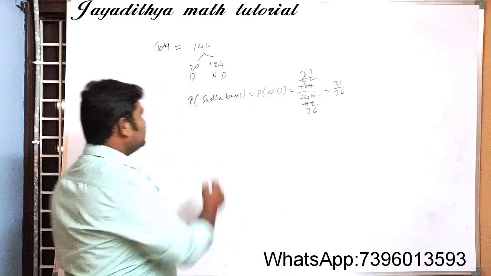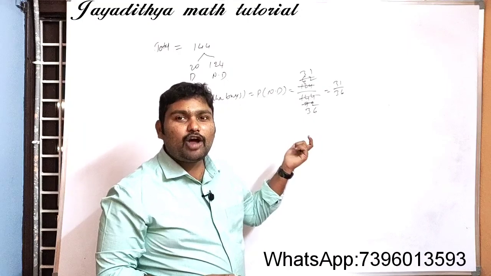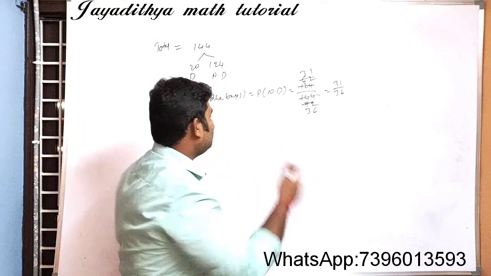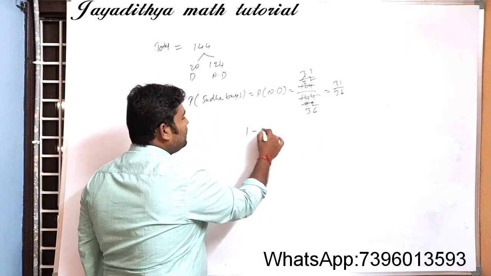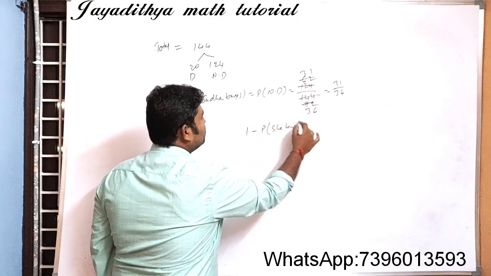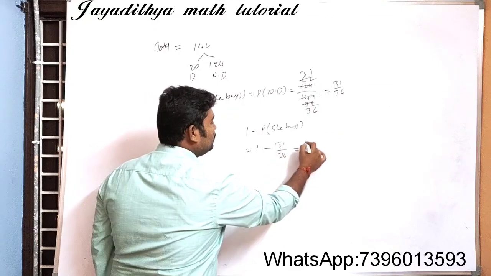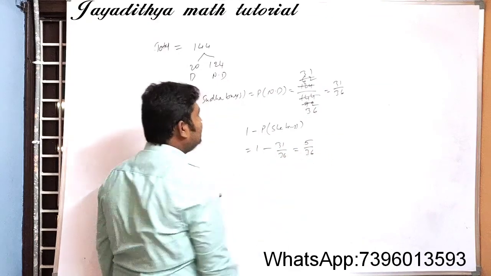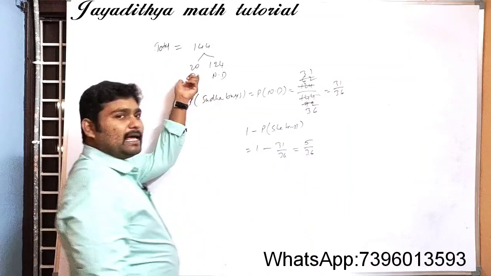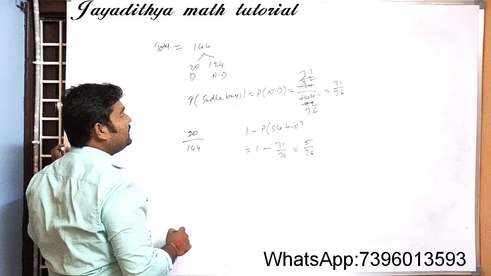She will not buy it. That means the remaining case is the same. When will she not buy? When it is defective. So you can simply write 1 minus the probability that she buys, which is equal to 1 minus 31 by 36, which is equal to 5 by 36. Or you can take it directly from here also, that is 20 by 144.